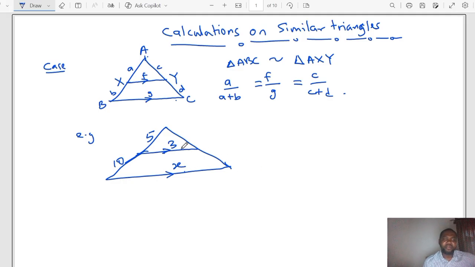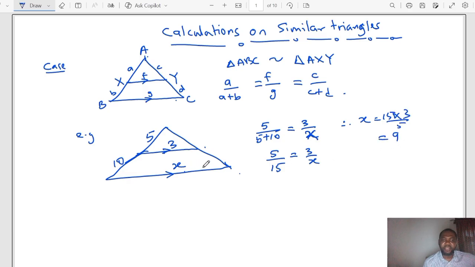Now, based on what I have explained, the ratios of their sides are equal. So here the sides of the smaller triangle are 5 and 3. The corresponding sides of the bigger triangle are 15, you can see, and x. So I'm going to say 5 over the bigger triangle, which is 5 plus 10, which is 15, right? Equal to here is 3, and the corresponding side in the bigger triangle is x. So this is now 5 over 15 equal to 3 over x. If you cross multiply, x is going to be equal to 15 times 3 divided by 5. And that's going to give you 9. So x is 9. You see that?